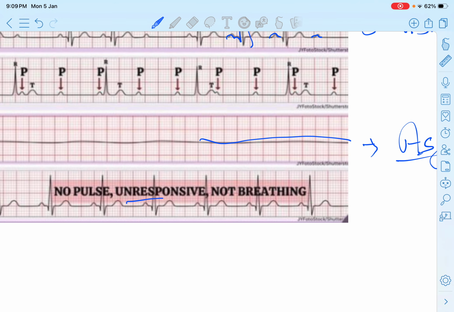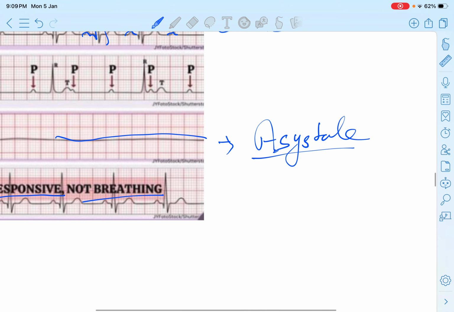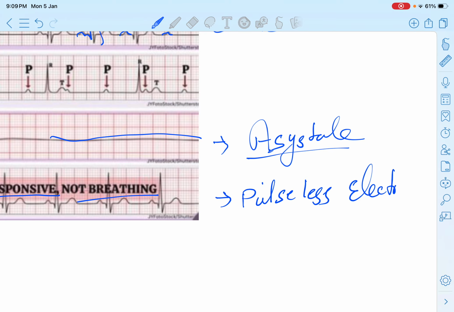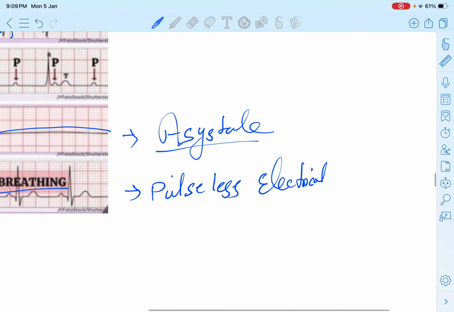Here, no pulse, unresponsive, no breathing. That is called pulseless electrical activity.